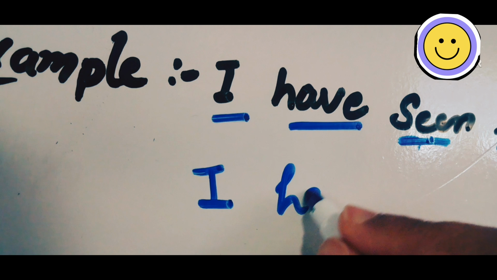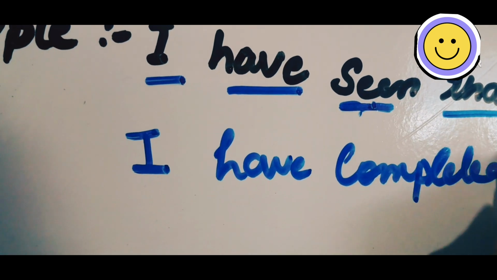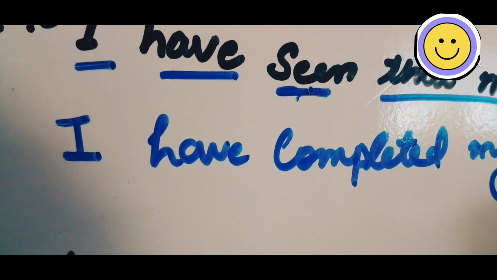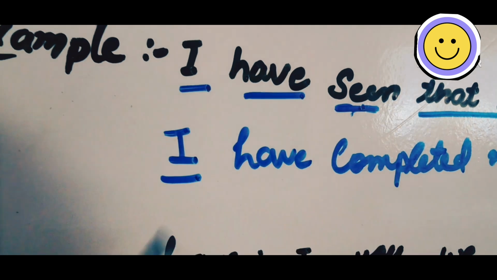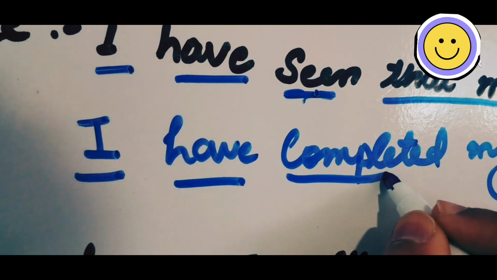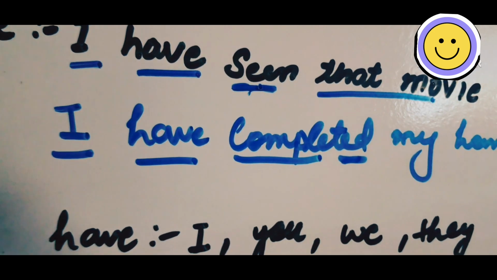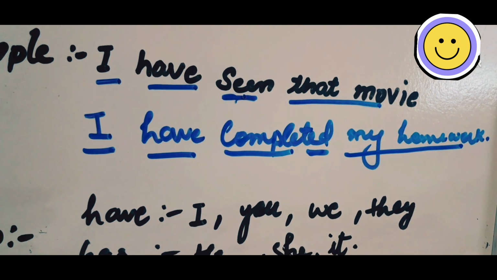I have completed my homework. Here, I is the subject, have is the helping verb, complete is the verb, and with the D it's going to have its third form, and my homework is the object.